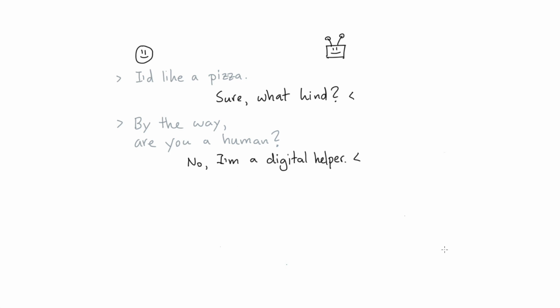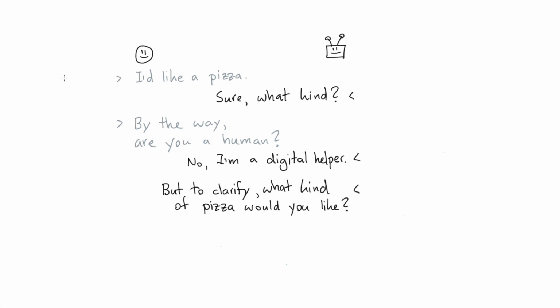So this is a good reply from the assistant, but it would be even better if the assistant also recognizes that there's still a follow-up question to ask. So immediately after this action, the assistant should say, "But to clarify, what kind of pizza would you like?" And note that on this side we still have intents, and on this side we still have actions, but it's not a direct one-to-one follow-up.